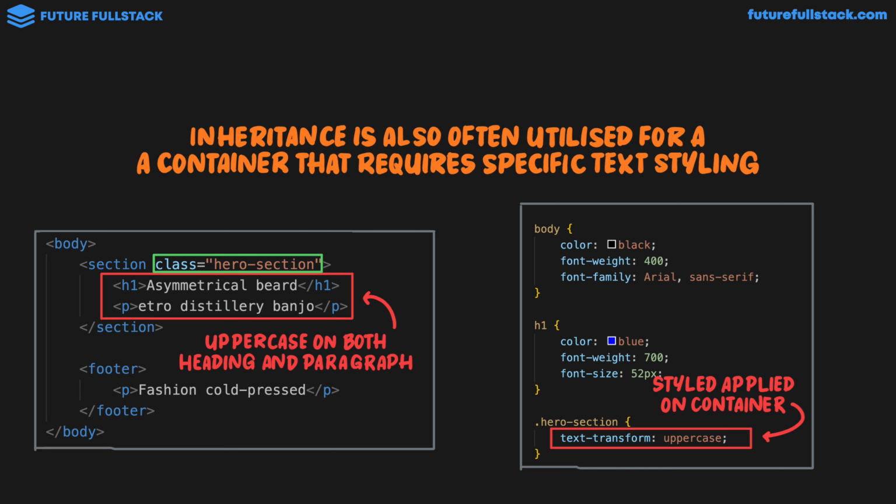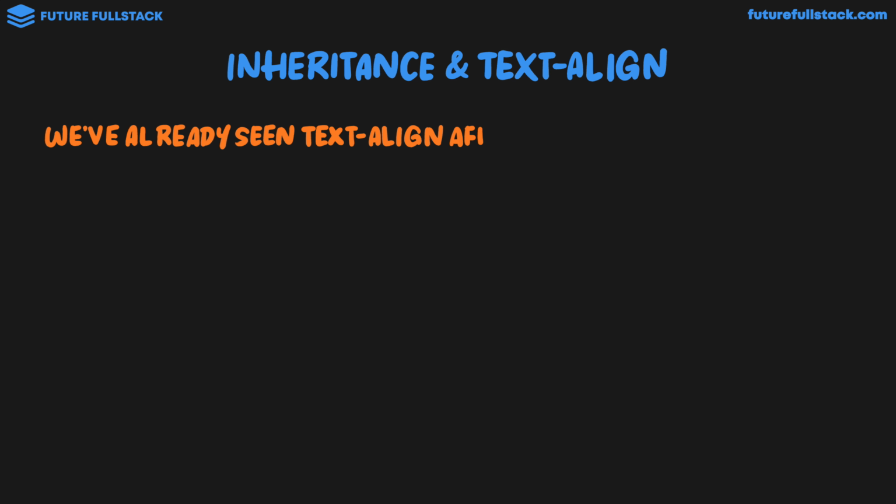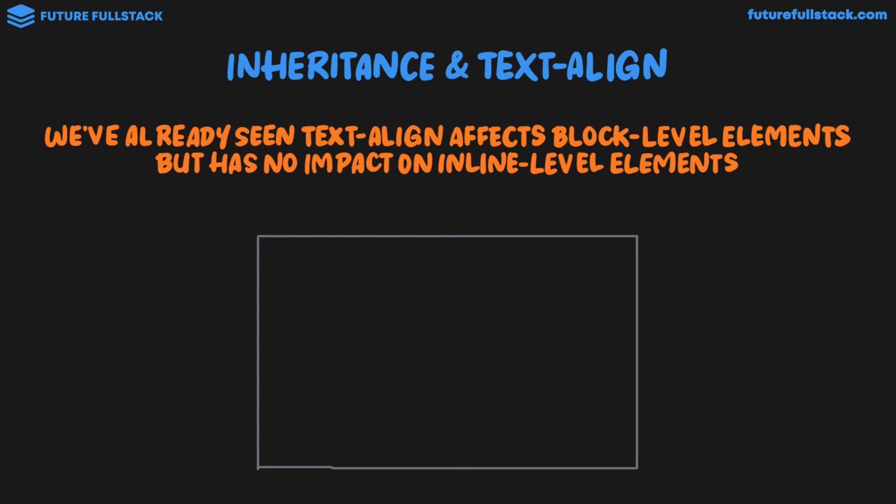So the last thing I want to focus on is inheritance and the text align property, as this can cause a lot of confusion. We've already seen text align affects block level elements, but has no impact on inline level elements. We spent a fair bit of time with this in the previous topic when we were looking at text elements. But just as a quick recap, let's say I have a page with a heading 1 and a paragraph.